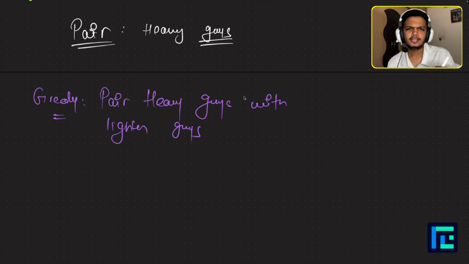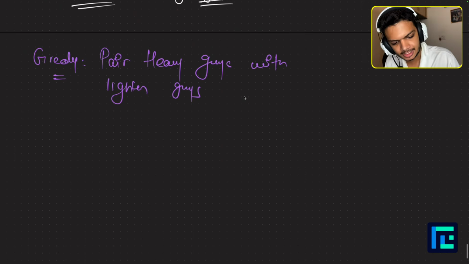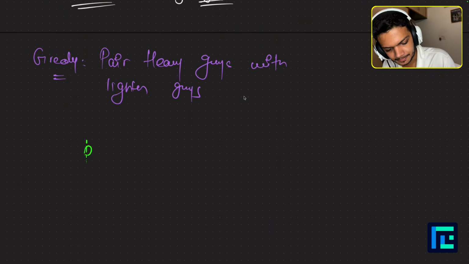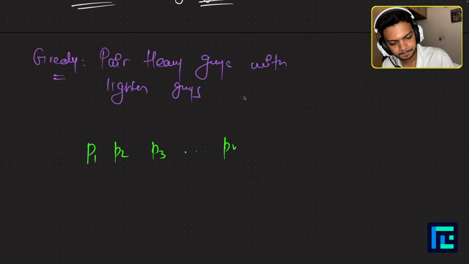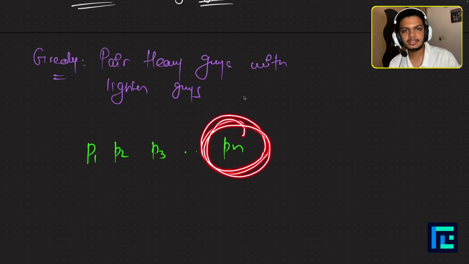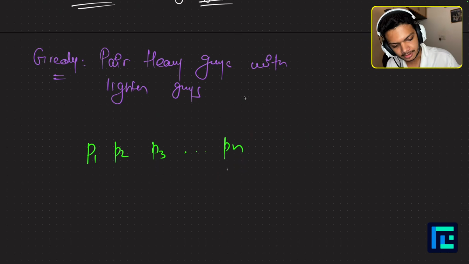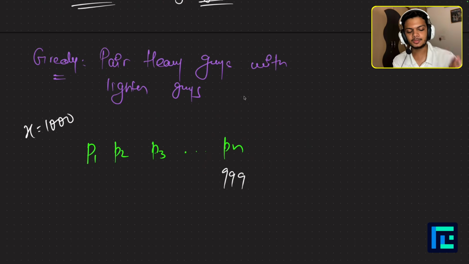Why does it make sense? Any which way you have to put a heavy guy into a gondola, you're better off putting a lighter guy with it. More concretely, let's say these are the weights of the children in sorted order, P1, P2, P3, and so on up to Pn. This is the heaviest guy. Any which way, to this heaviest guy you have to assign a gondola. Let's say this was some weight 999, and your maximum weight was 1000, right at the demarcation. Any which way, this guy has to have a gondola.